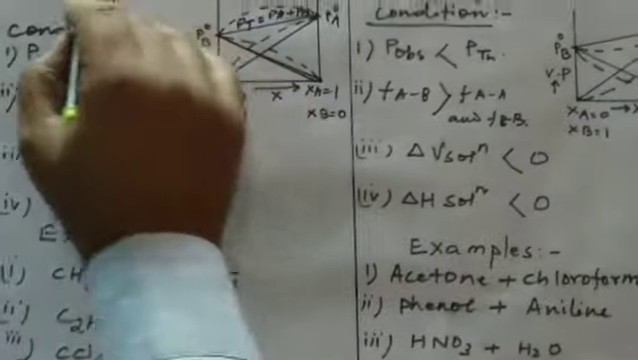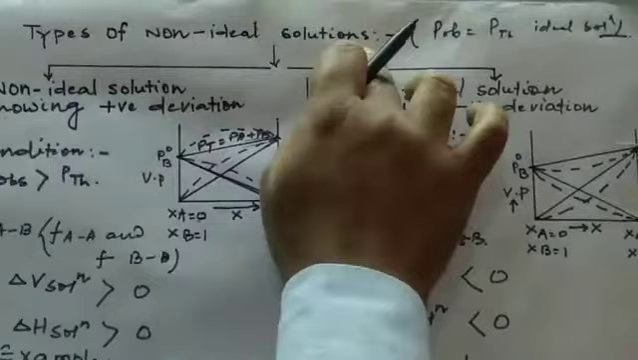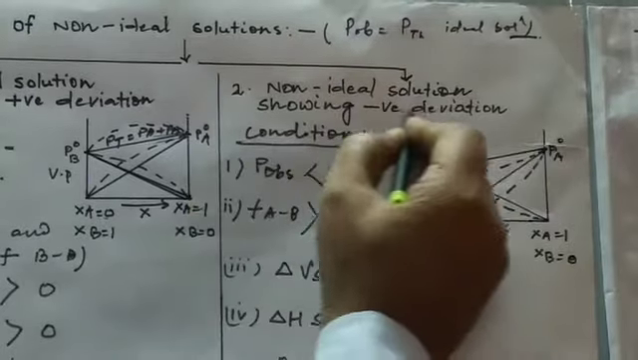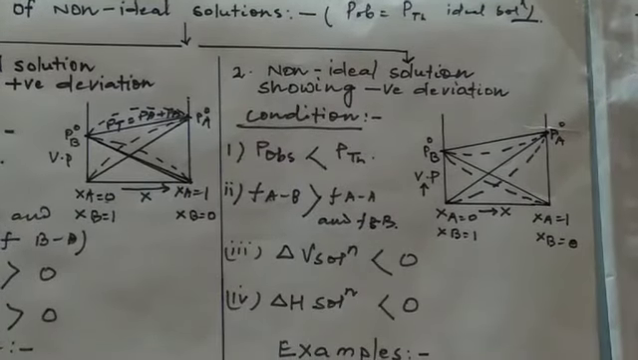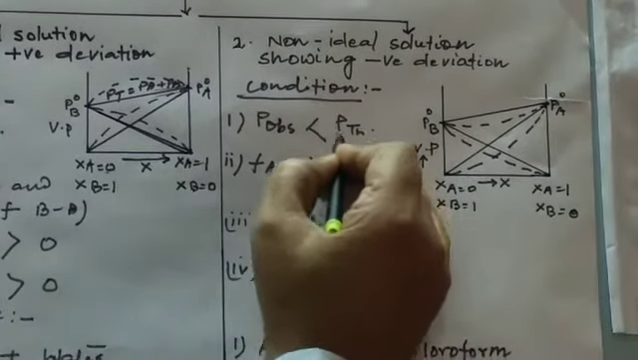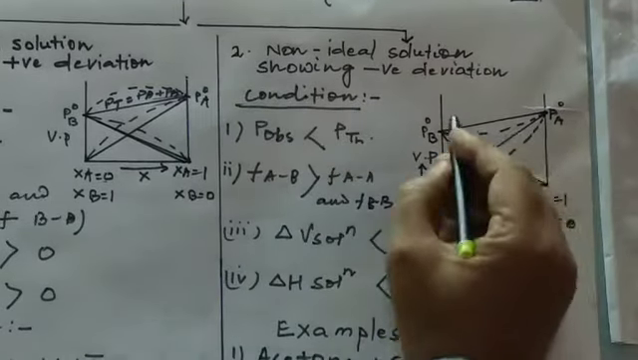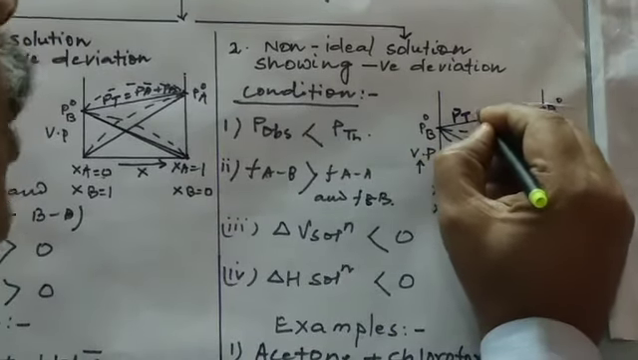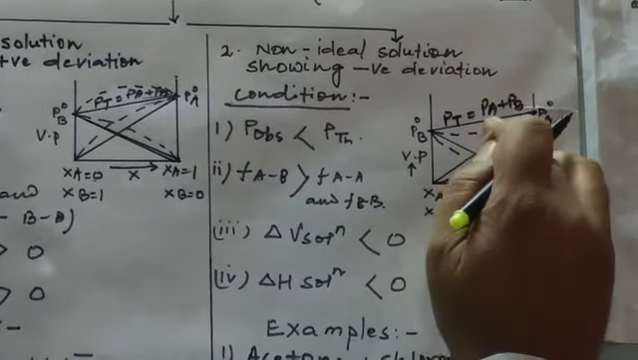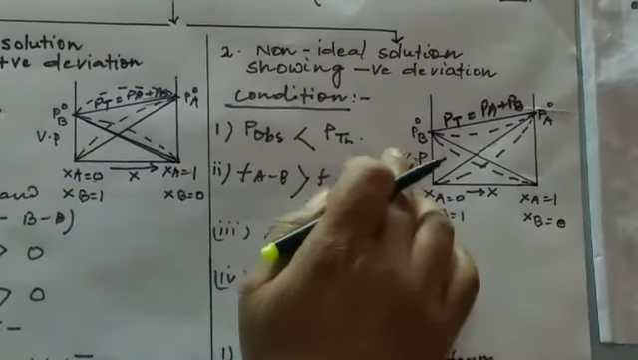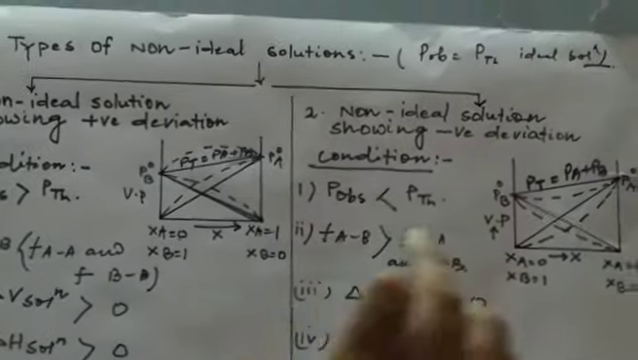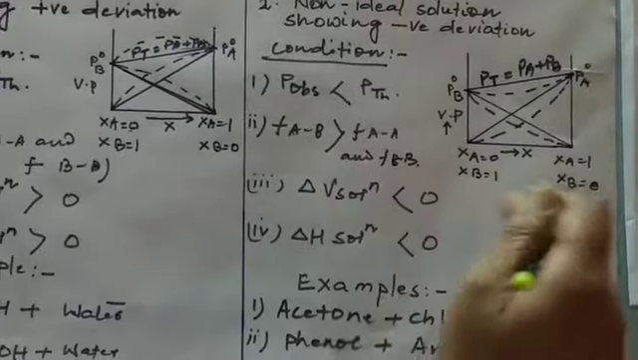Now, the other type of non-ideal solution is the non-ideal solution showing negative deviation. What does it mean? It means that the P observed of the non-ideal solution is less than the P theoretical, which is clear from the graph. This is the P total for an ideal solution. P total equals PA plus PB. And what is PA? PA equals PA naught into XA. PB equals P naught B into XB.